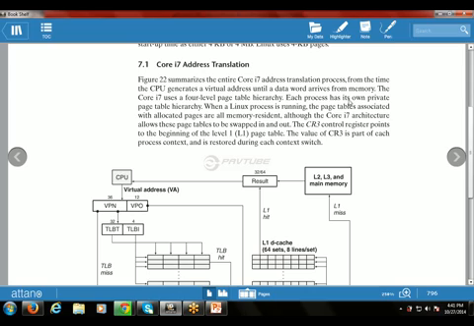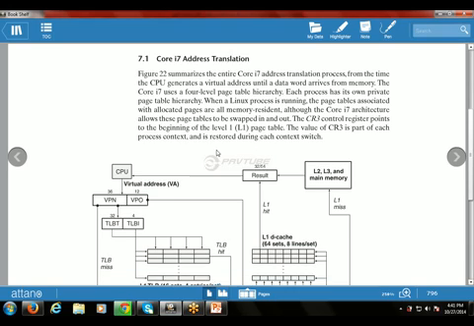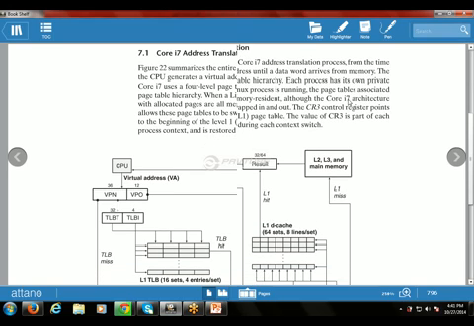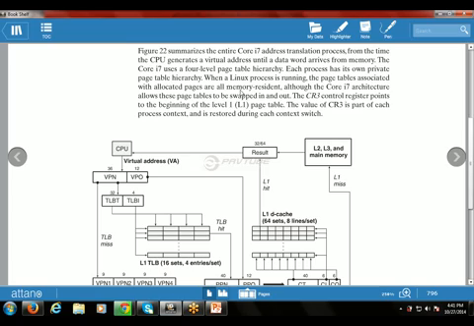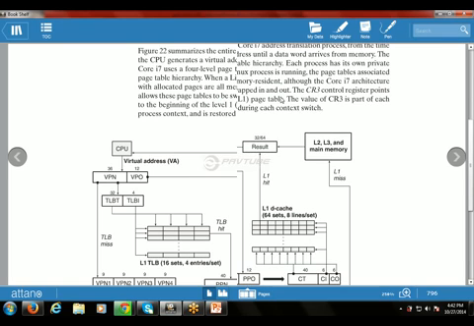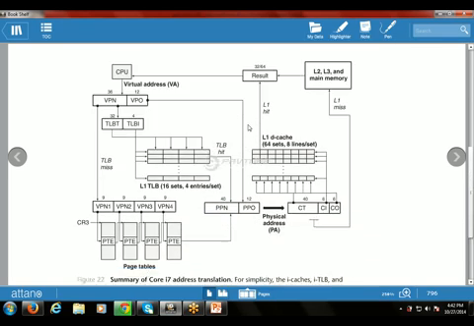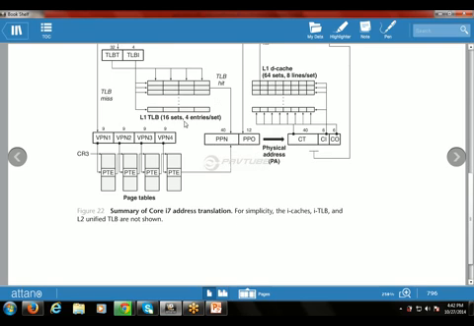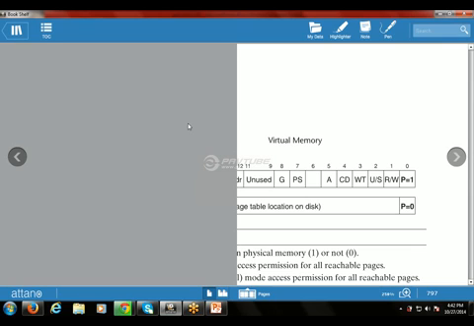This says each process has its own private page table hierarchy. When a Linux process is running, the page tables associated with allocated pages are all memory resident, although the Core i7 architecture allows these page tables to be swapped in and out. That is, the page table entries are swapped in and swapped out.